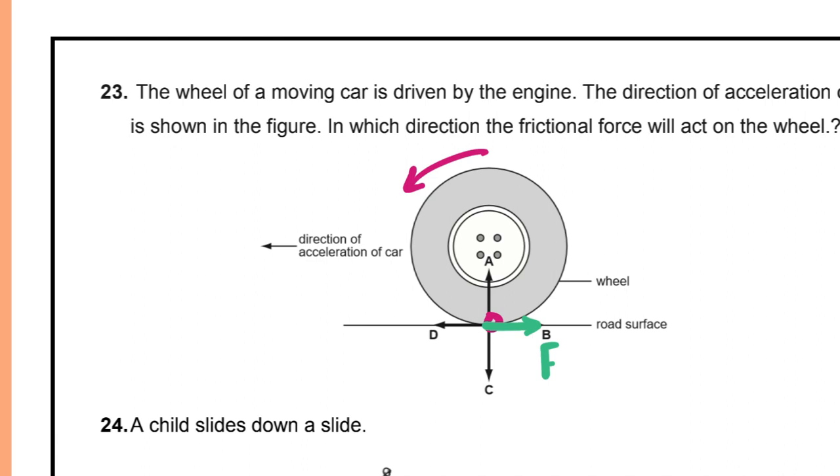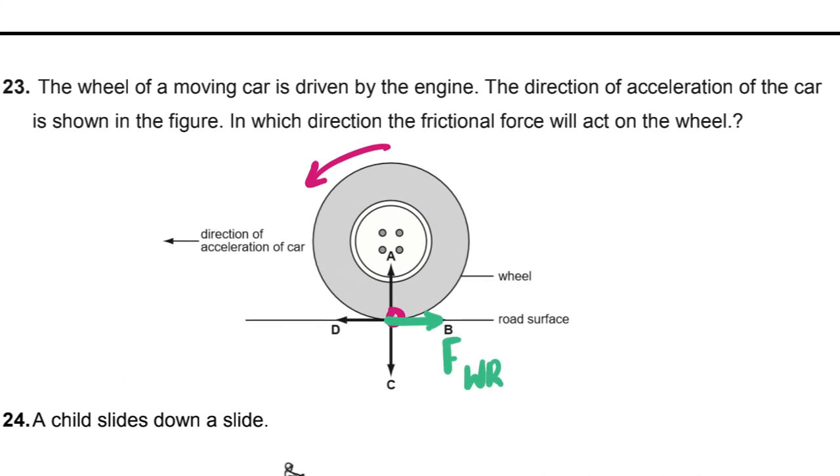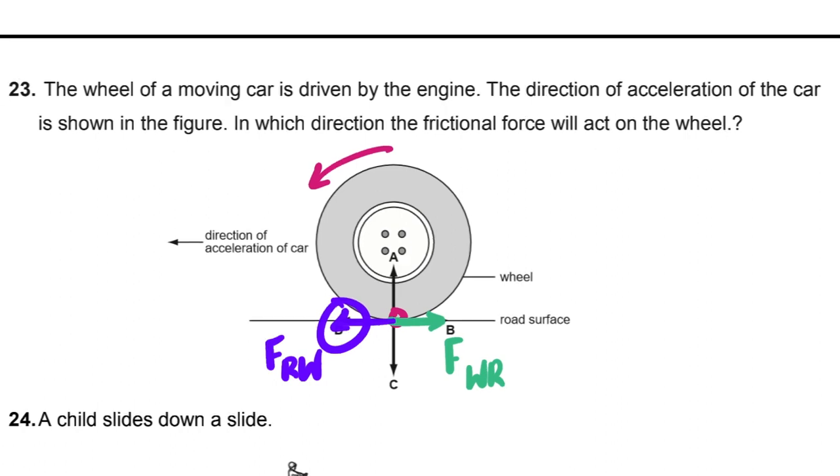So this is the force in this case which the wheel applies on the road. But this is not what we need here, because we are asking about the direction of the frictional force acting on the wheel. So as a consequence of Newton's third law, the road will apply an equal but opposite force. So because this was backwards, this is going to be a forwards force by the road on the wheel, which is exactly what we need. So in this case, the answer is option D.